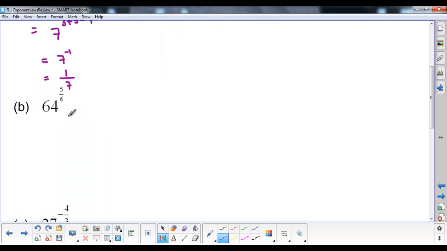Okay, so then we have 64 to the power of 5 over 6. So remember, when you have fractional exponents, you would take the denominator and that would become your root. So we're going to take the 6th root of 64, and then once we're done with that, we can raise it to the power of 5. So the 6th root of 64 is 2 raised to the power of 5, which would give us 32.